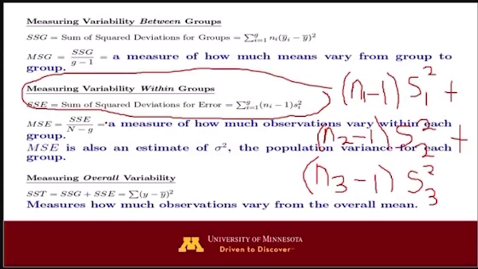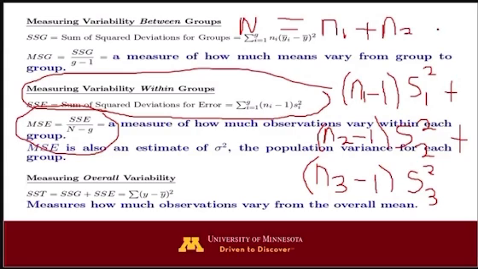Now, after getting that, you're going to get the MSE, which is whatever you get divided by N minus G. What is an uppercase N? The uppercase N is the totality of all the sample sizes. The uppercase N is equal to N1 plus N2 plus N3. So that is that.